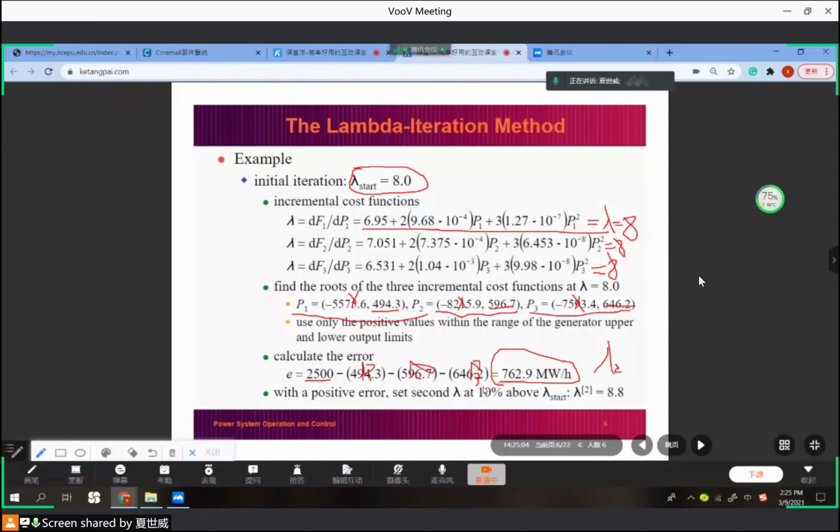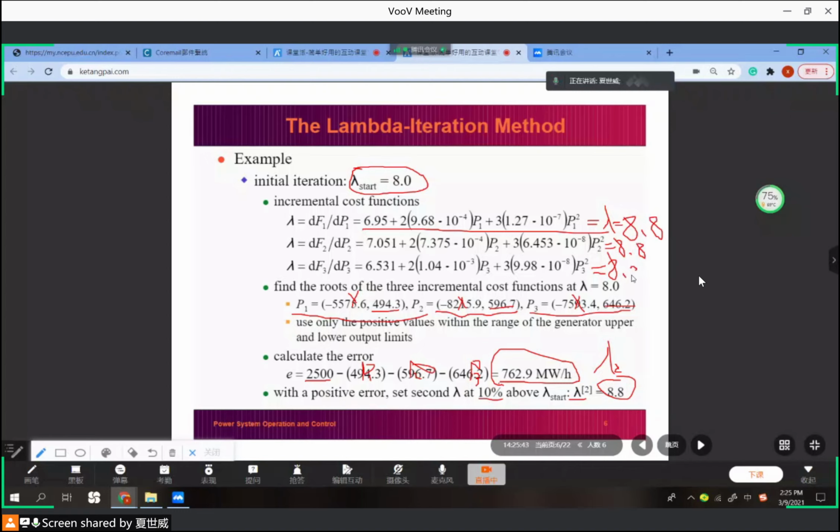Of course, maybe you can increase lambda by 5%. It's just a suggestion. You can use other percentages as you like. In this example, we just use 10%. Based on this, you just know you have to increase lambda. How much you want to increase depends on you. So for lambda 2, if we increase by 10%, the new value of lambda 2 will be 8.8. Based on this 8.8, you will get the new values of P1, P2, P3.